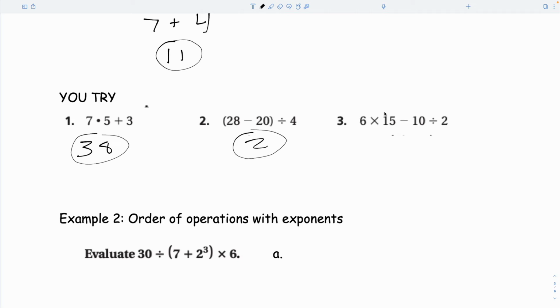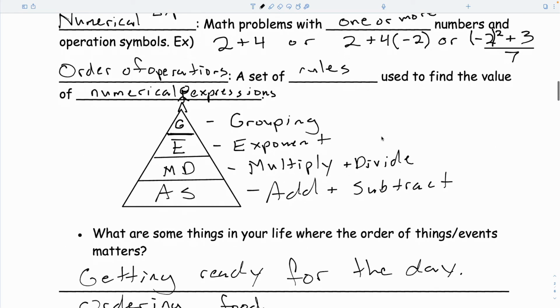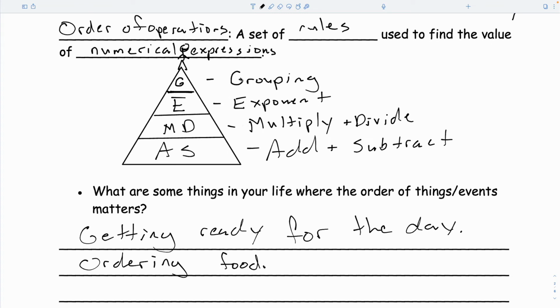I don't have any grouping. I don't have any exponents. I do have multiplication and division. Which one do I do first? Aiden. Why? Okay, tell me more, Logan. So when you did the GEMDAS, you said MD, which multiplication came first.